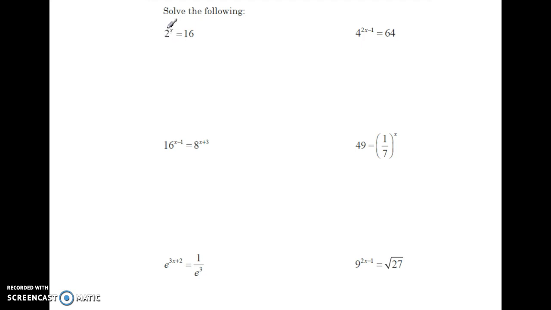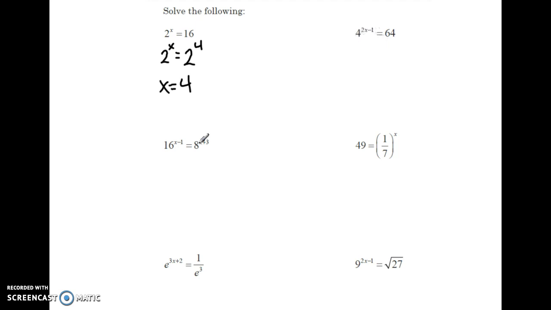So 2 is a prime number. I can't do anything with 2 to the x. But I need to rewrite 16 with the same base. Well, 16 is equivalent to 2 to the 4th power. Now that the bases are the same, all I have to do is set the exponents equal to each other. So then x must be 4.